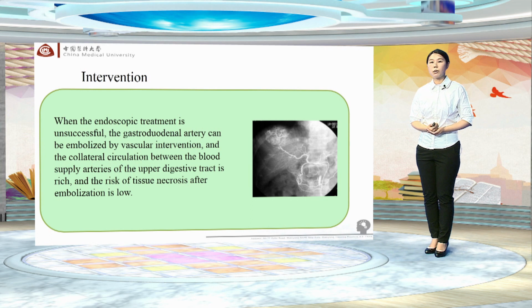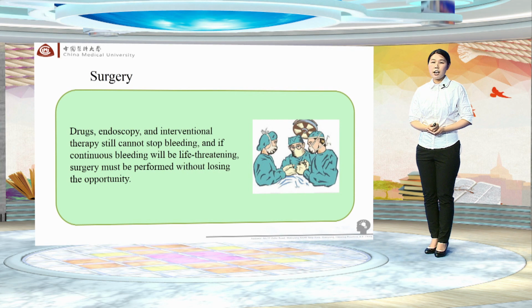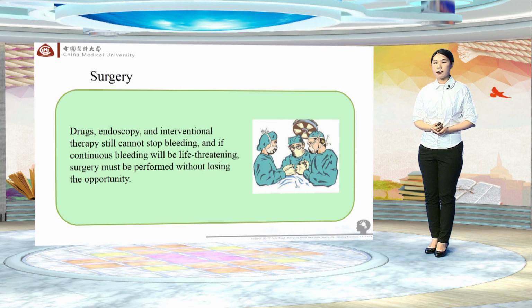We mentioned interventional therapy before. When the endoscopic treatment is unsuccessful, the gastroduodenal artery can be embolized by vascular intervention, and the collateral circulation between the blood supply arteries of the upper digestive tract is rich, so the risk of tissue necrosis after embolization is low. When the above methods fail to stop bleeding, and continuous bleeding may endanger the patient's life, we can also consider surgical treatment. According to the etiology found during the operation, give appropriate treatment.